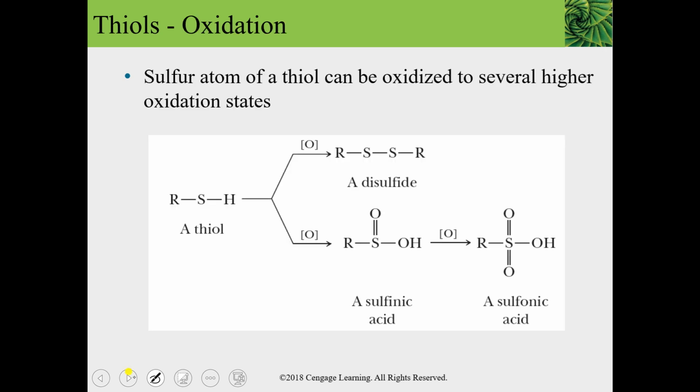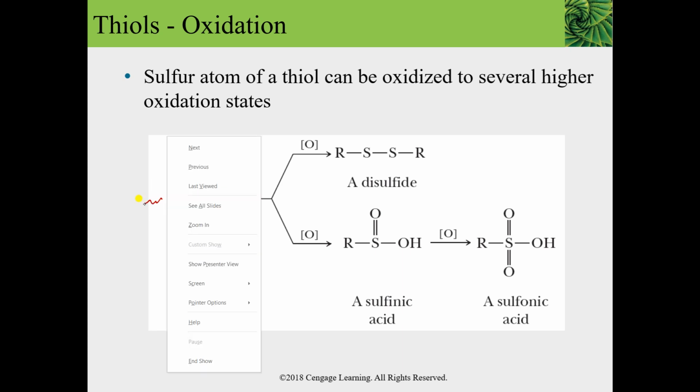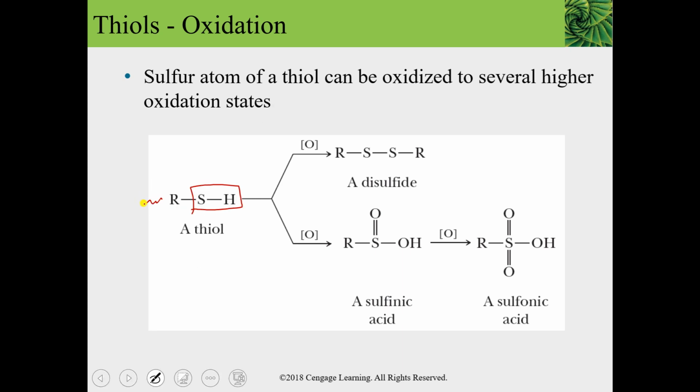So the sulfur atom can be oxidized to several different oxidation states. What do we mean by that? Well, here's my thiol attached to some carbon group. We don't really care what the carbon group is. A couple of things can happen. We can oxidize it to get a disulfide. You see this a lot in biochemistry and biology. Or we can oxidize it to get this sulfinic acid. You should recognize that it looks very similar to the carboxylic acid. Instead of a carboxylic acid, we're getting the sulfinic acid.